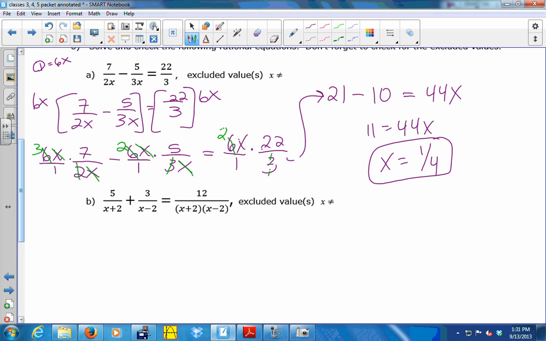Now I just have to make sure that whatever I get as a solution, if I plug it back in, won't put a 0 in a denominator. Right? Do I have to worry about that at all? No. 2 times a fourth is a half, and 3 times a fourth is 3/4, and this denominator is always 3, so I don't have to worry about having a 0 in a denominator.